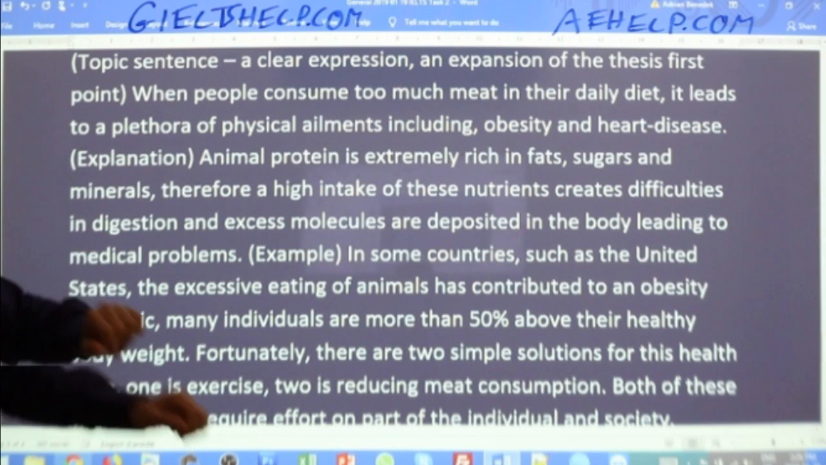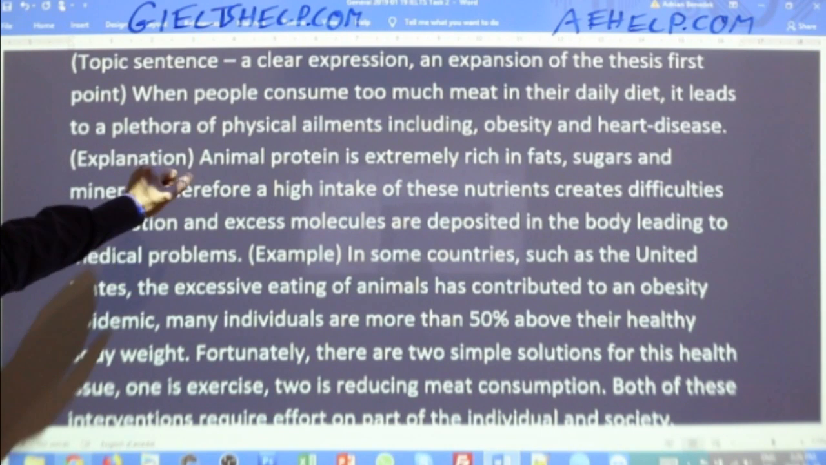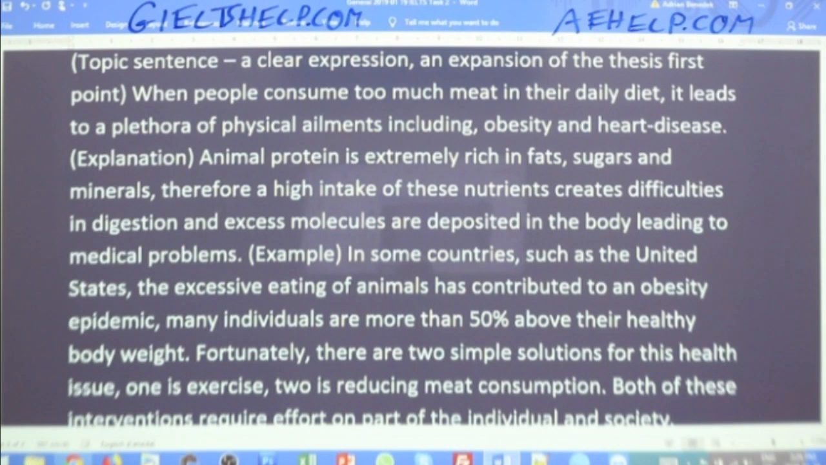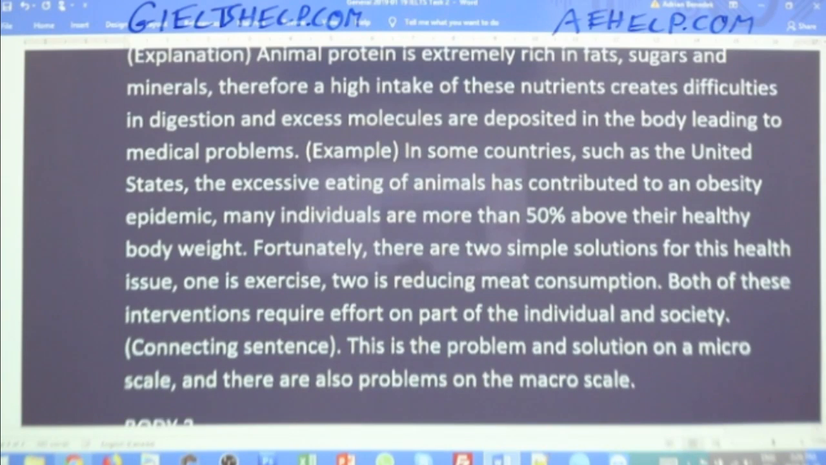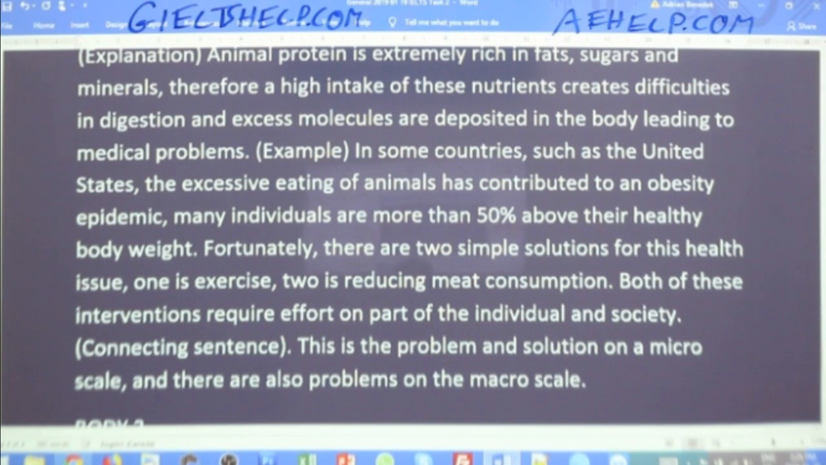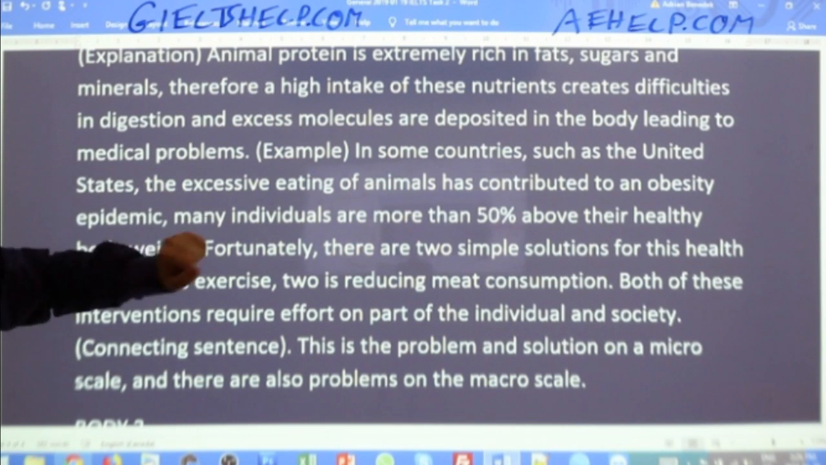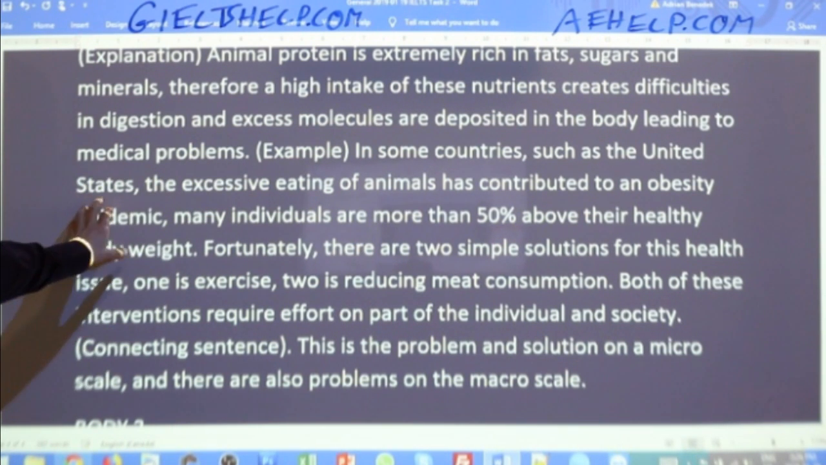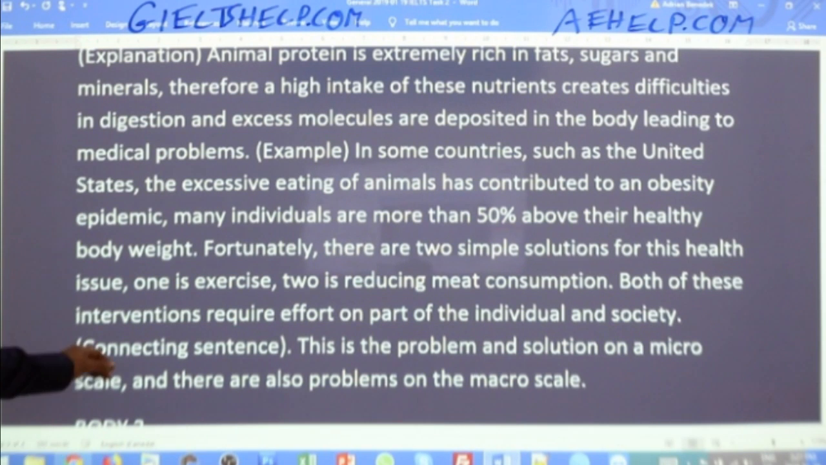When people consume too much meat in their daily diet, it leads to a plethora of physical ailments, including obesity and heart disease. Animal protein is extremely rich in fats, sugars, and minerals. Therefore, a high intake of these nutrients creates difficulties in digestion, and excess molecules are deposited in the body, leading to medical problems. In some countries, such as the United States, the excessive eating of animals has contributed to an obesity epidemic. Many individuals are more than 50% above their healthy body weight.